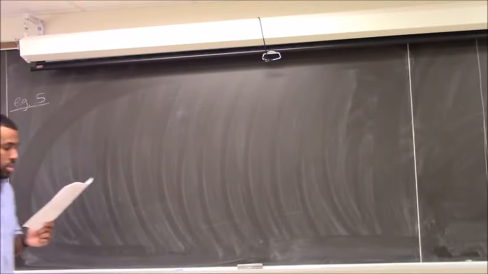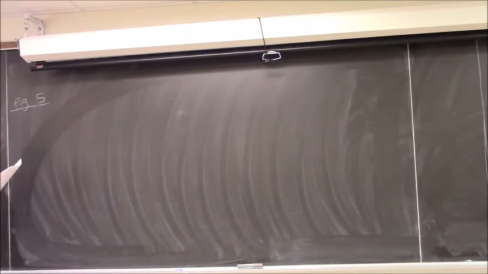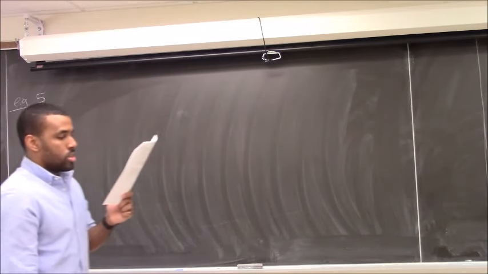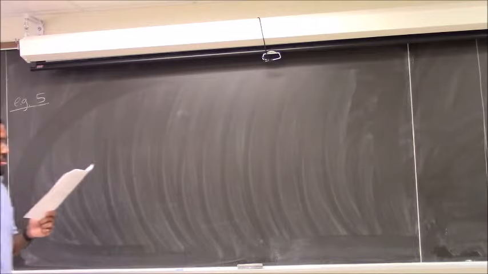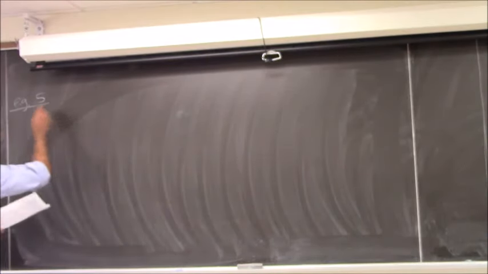This one has 2 parts, but they're both dealing with a cube. It says the side length of a cube is increasing at a rate of 2 inches per minute. When the side length is 3 inches, how fast is the surface area changing and how fast is its volume changing? So we're dealing with 2 different things here. So let's do part A.